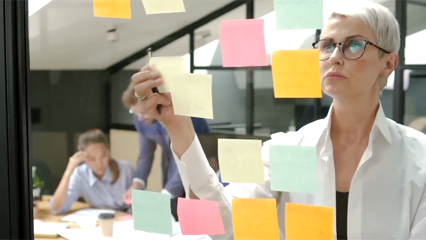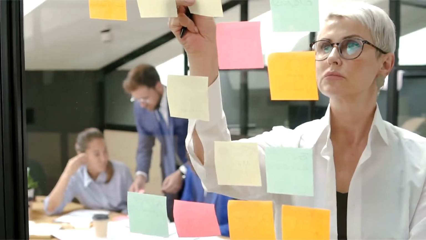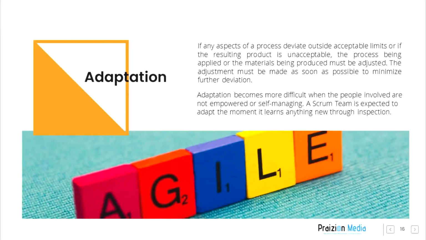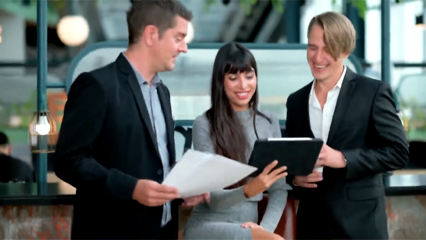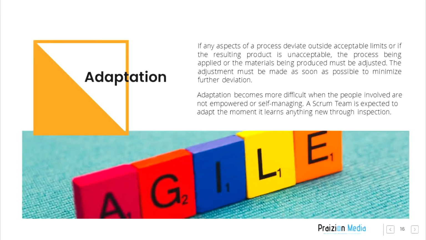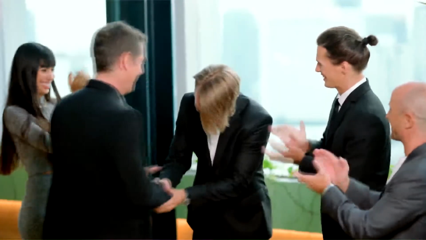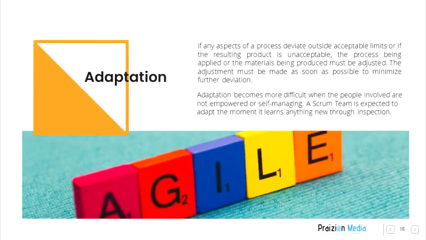Adaptation. If any aspects of a process deviate outside acceptable limits, or if the resulting product is unacceptable, the process being applied or the materials being produced must be adjusted. The adjustment must be made as soon as possible to minimize further deviation. Adaptation becomes more difficult when the people involved are not empowered or self-managing. A Scrum team is expected to adapt the moment it learns anything new through inspection.